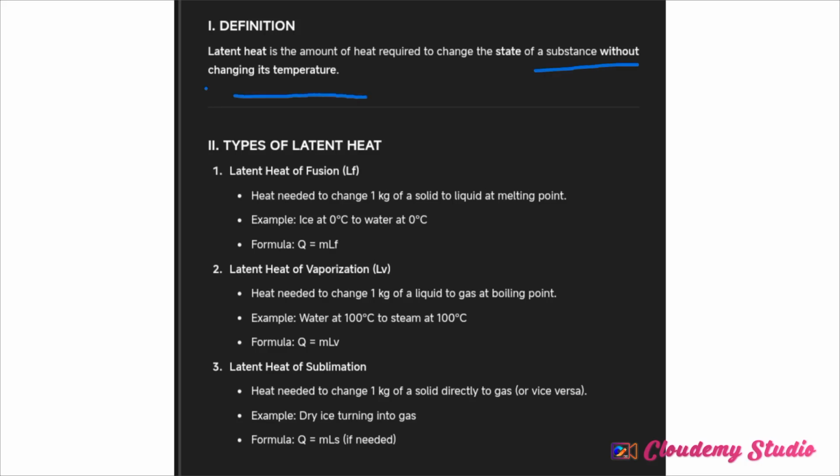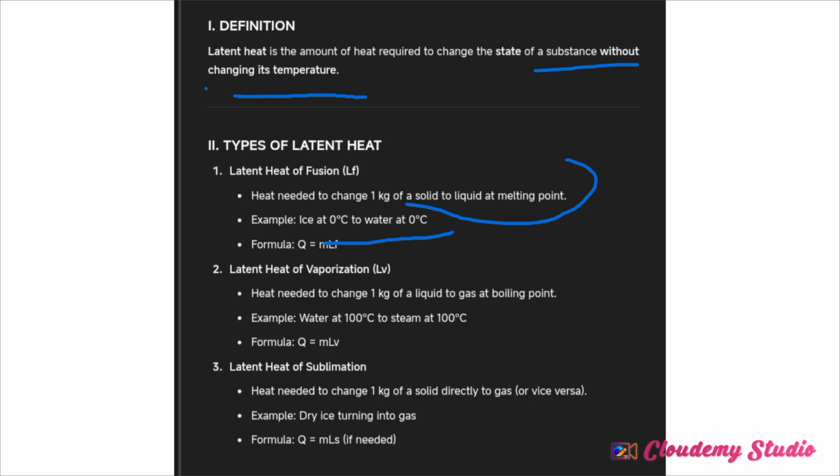So there is latent heat of fusion. It is needed to change solid to liquid at the melting point. That means 1 kilogram, so that's for ice at 0, I already said that too, to water at 0. You see that the temperature is still on that, but the state has changed. So basically it occurs at this constant temperature, and the formula is what? Q is equal to mL.